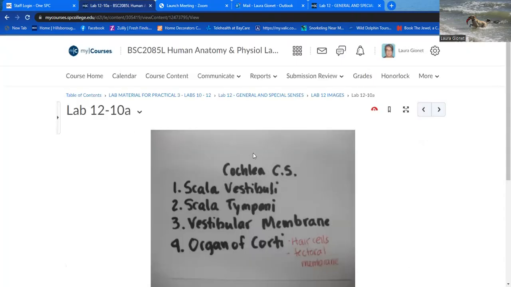Okay, so we have the cochlea. This is the cross section of the cochlea. Scala vestibuli, scala tympani, vestibular membrane, organ of Corti, the hair cells, and it should be tectorial, that's okay. The tectorial membrane. But in any event, that's that white little ledge, we call the tail of the whale, where those hairs from the hair cells will hit.